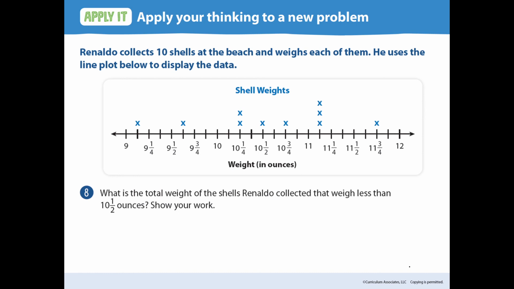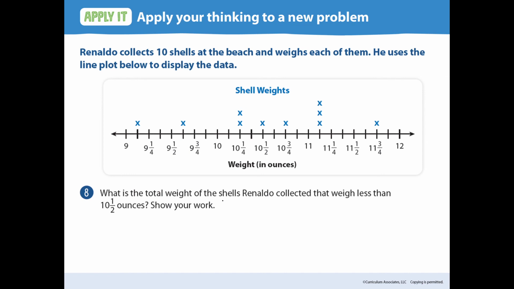Okay, we are looking at the same line plot here for number 8, but the question is different. What is the total weight of the shells Ronaldo collected that weigh less than 10 1/2 ounces? Show your work. Okay, again, pause your video and find your solution, and then come back to check your work.